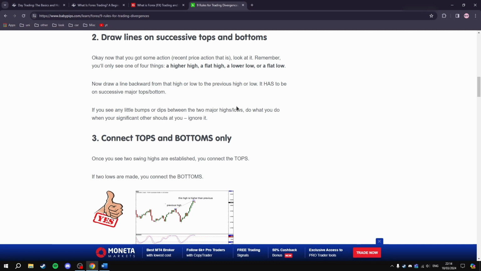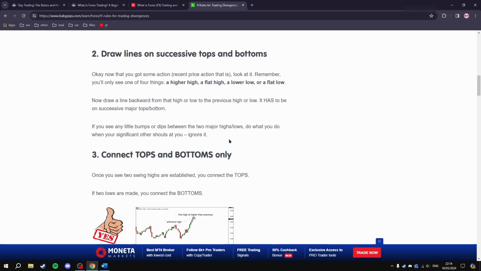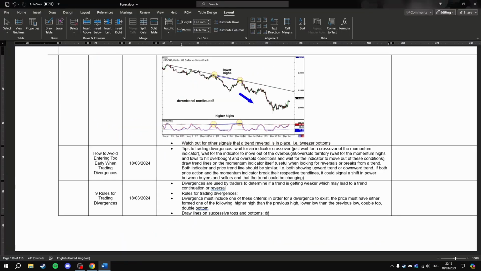Okay, now that you got some action, recent price action that is, look at it. Remember, you'll only see one of the 4 things: a higher high, flat high, a lower low, or a flat low. Now draw a line backward from that high or low to the previous high or low. It has to be on successive major tops and bottoms. If you see any little bumps or dips between the 2 major highs and lows, do what you do when your significant other shouts at you: ignore it.